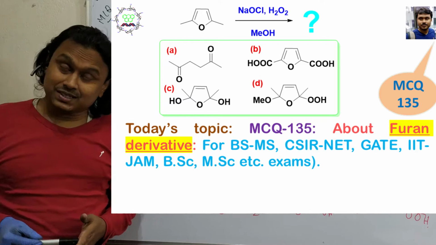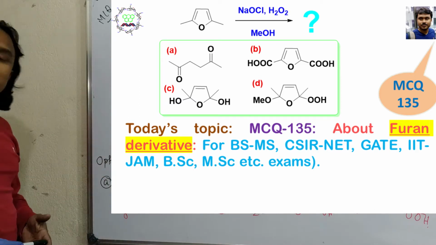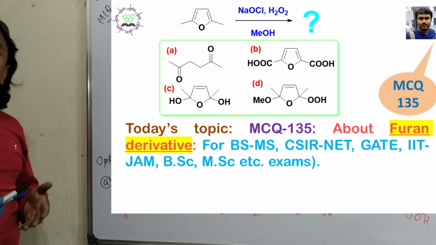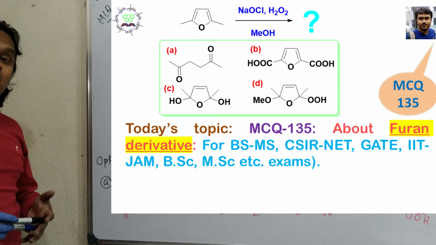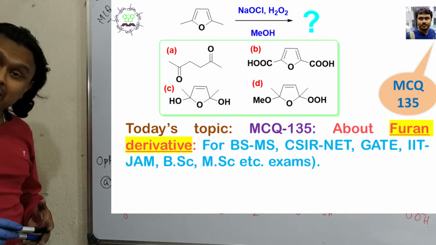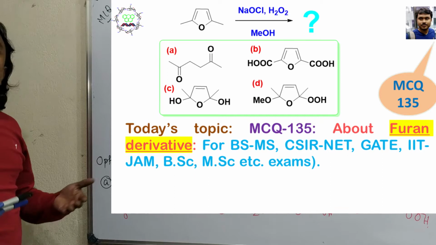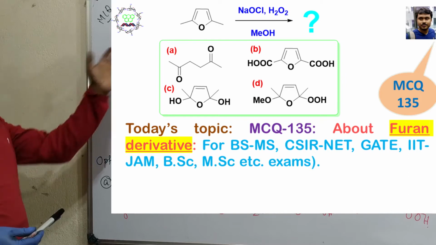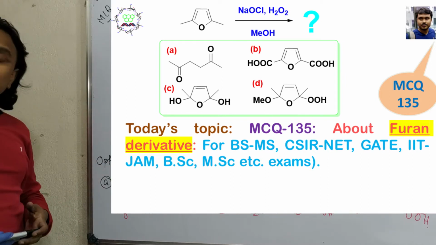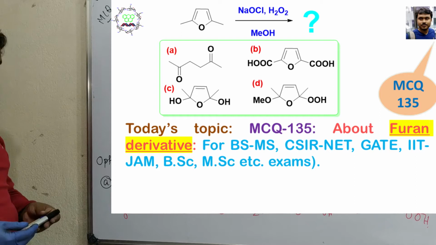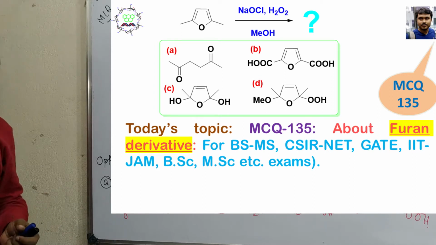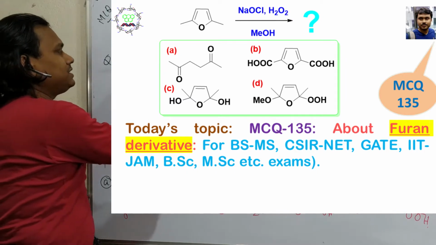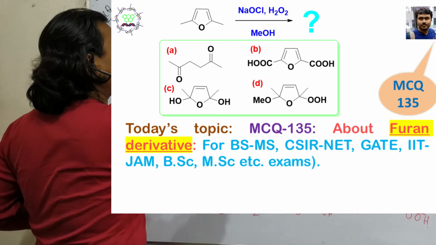So today we are going to discuss a multiple choice question presented in front of you. Such kind of question could be useful for exams like BSc, MSc or BSMS, that is college or university related chemistry exams, and competitive exams like CSIR NET, GATE, IIT JAM, etc. So it's an interesting MCQ, interesting problem. So that's why I request you as usual, please try by yourself. I forgot to mention, in this case the question is, what is the structure of the major product?